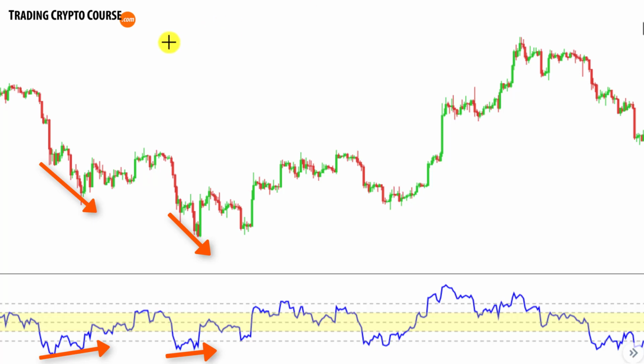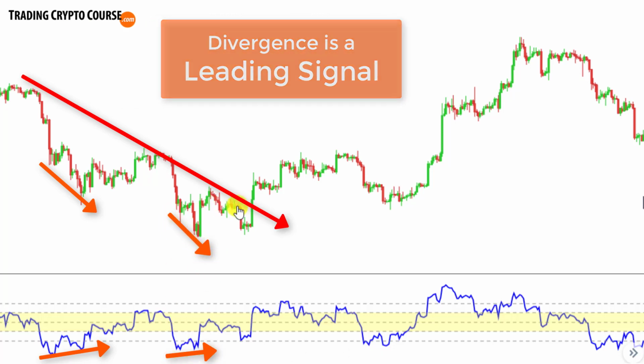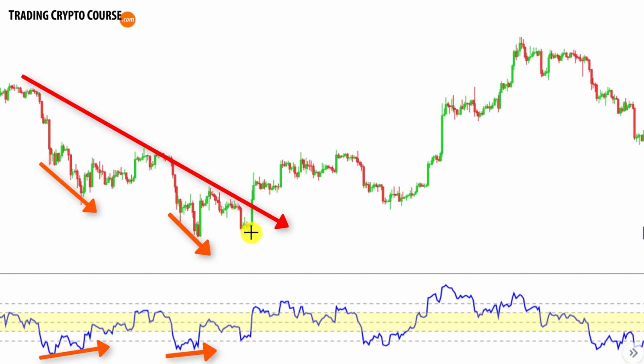And as you can see, when you zoom a little bit out, we can draw a descending trend line here, a bearish trend line right here. And now we wait for price to break above this level. You see price is now making a higher low also, and this is very nice because now you see that the RSI was a leading indicator. The divergence was a leading signal because after this price followed and also made a higher low.